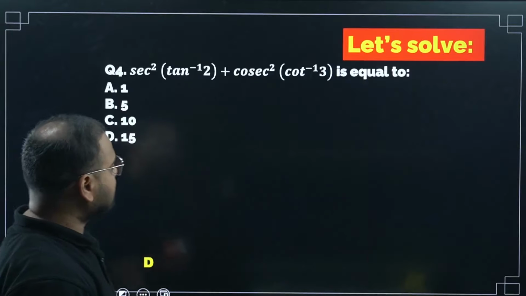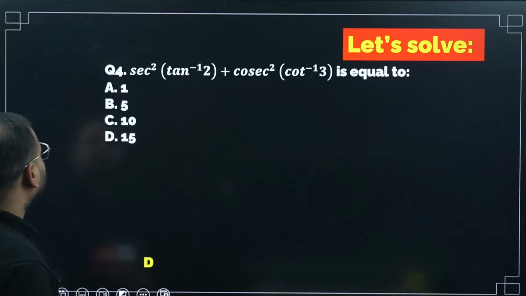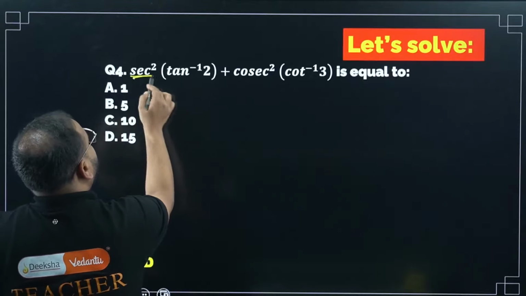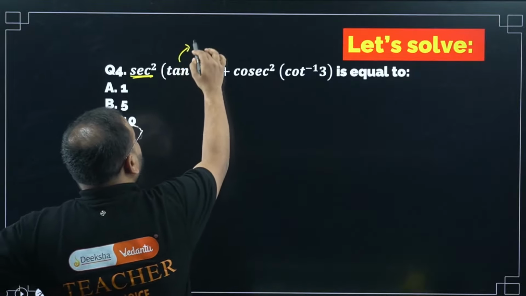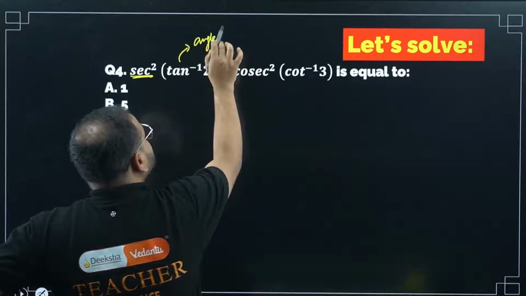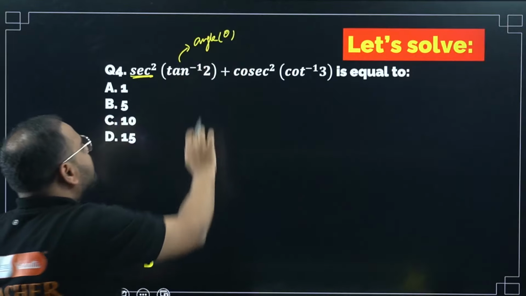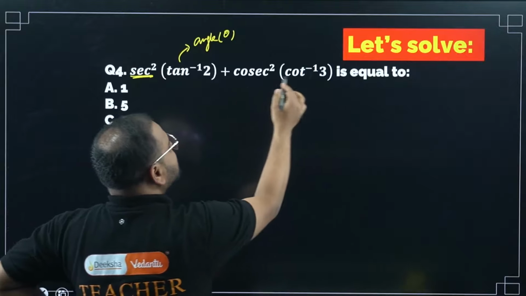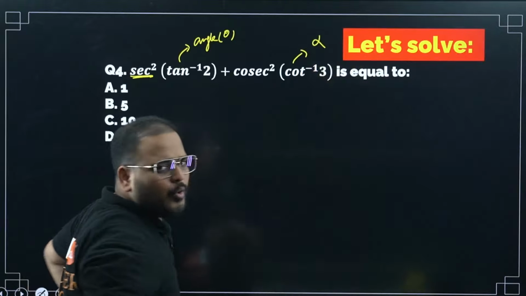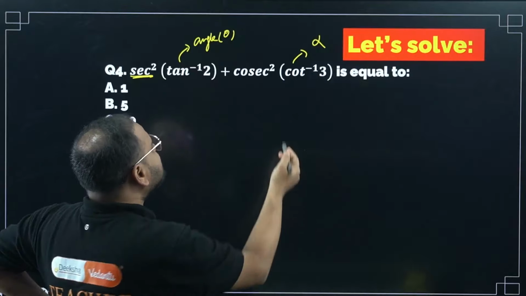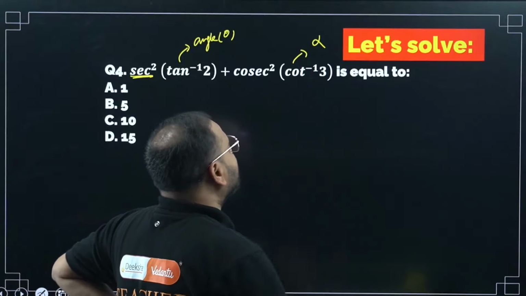Okay, sir, what is the question? Let's read it. Sec square of tan inverse of 2. What is this value? It is some angle, so I can write this angle as theta. So sec square of theta. In the same way, cosec square of some other angle, not theta, let's call it alpha. Cot inverse will also be some angle, so cosec square of alpha.